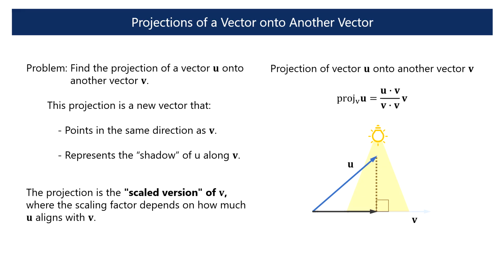Here, we want to find the projection of a vector u onto another vector v. This projection is a new vector that meets the following two criteria. First, the new vector points in the same direction as v. Second, it represents the shadow of u along v. The key idea behind the formula is that the projection is essentially the scaled version of v, where the scaling factor depends on how much u aligns with v. Let's understand how this works step by step.